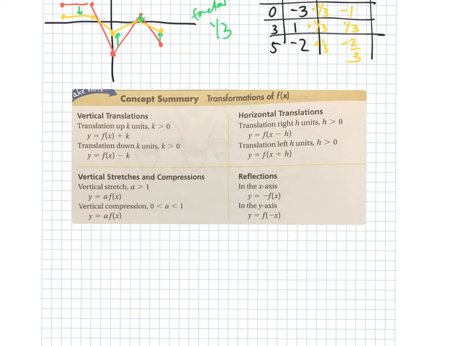Vertical stretch is just a number times f of x, if that number is greater than 1. And then compression, also just a number times f of x, but it's a compression if that number happens to be between 0 and 1. And then the negative on the outside of the function means it reflects in the x-axis, and the negative inside, before you do the function, so just on the x, is a reflection in the y-axis.